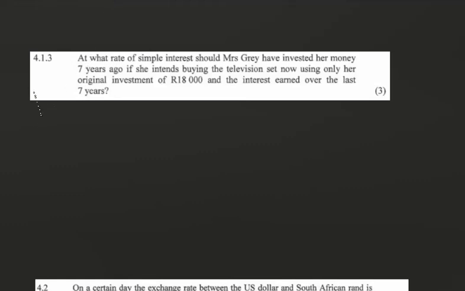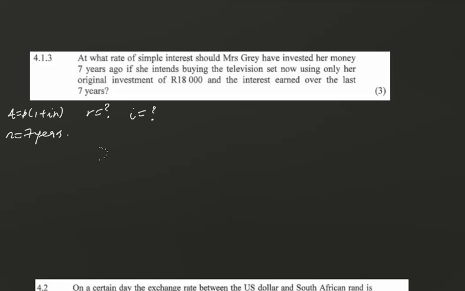Now, it says at what rate of simple interest, right? So we know that we have to use the simple interest formula somewhere, and they're saying at what rate, which means they want the R. But for us to find the R, we have to find the I. Should Mrs. Gray have invested her money 7 years ago? So we have n equals 7 years, right? And then if she intends buying the television set now using only her original investment of 18,000.